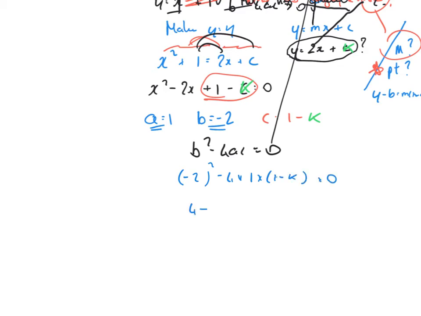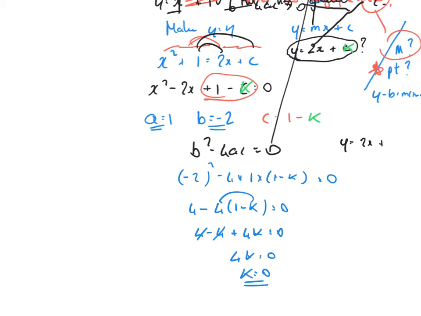That's then 4 minus 4 bracket 1 minus k equals 0. 4 minus 4 plus 4k is equal to 0. The two cancel out, and I've just got 4k is equal to 0, which means k is equal to 0. So for the equation of the straight line, its gradient is 2 and its y-intercept k is 0, so that's just y equals 2x, final answer.